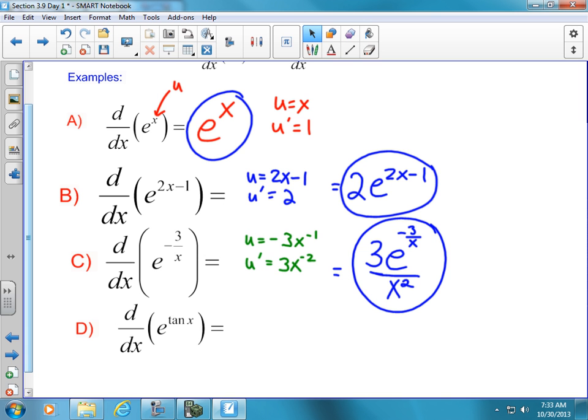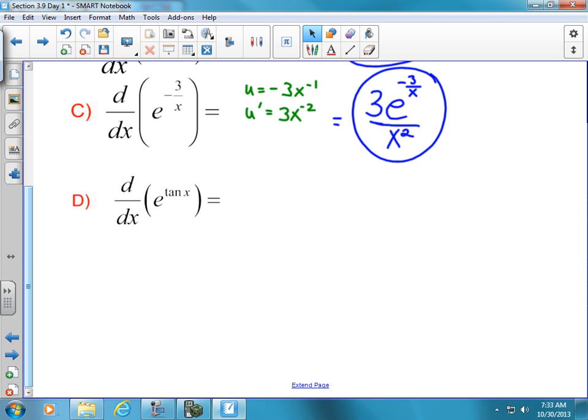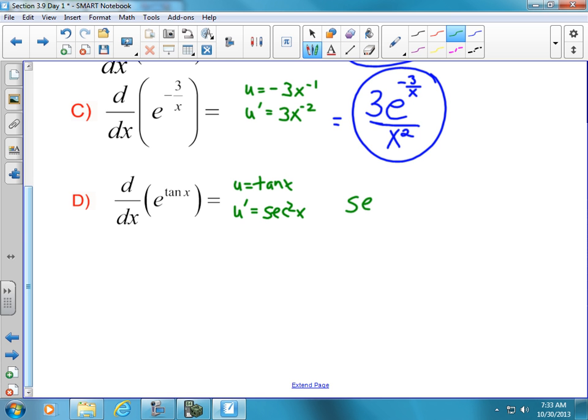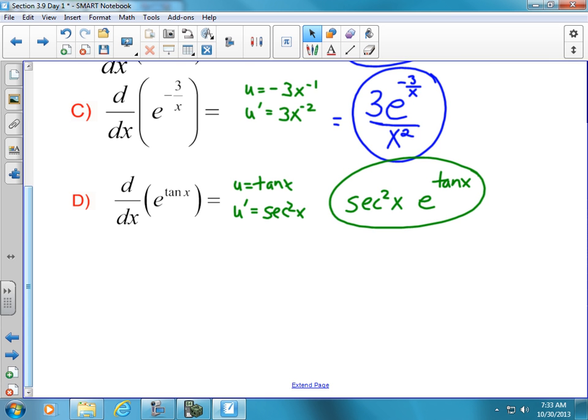And last but not least, we got to throw a trig function in there for kicks and giggles, e to the tangent x. So this time our u is tangent x, and you remember that the derivative of tangent is secant squared. Okay, so the derivative of e to the tangent x is secant squared of x times e to the tangent of x. All right, that's that derivative. All right, next rule.